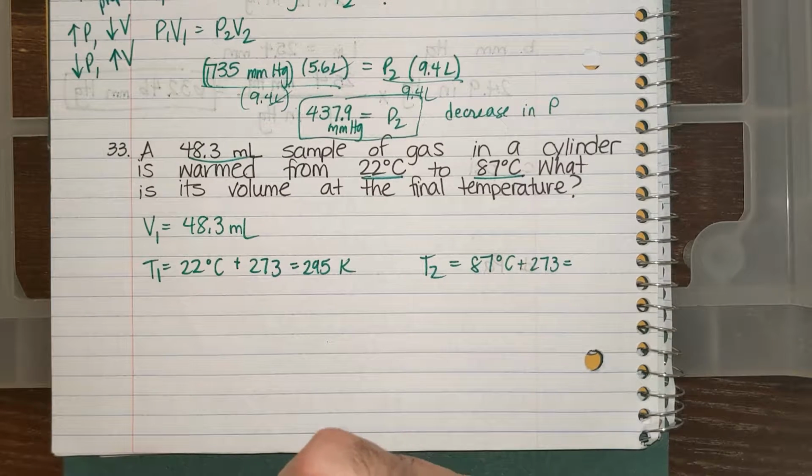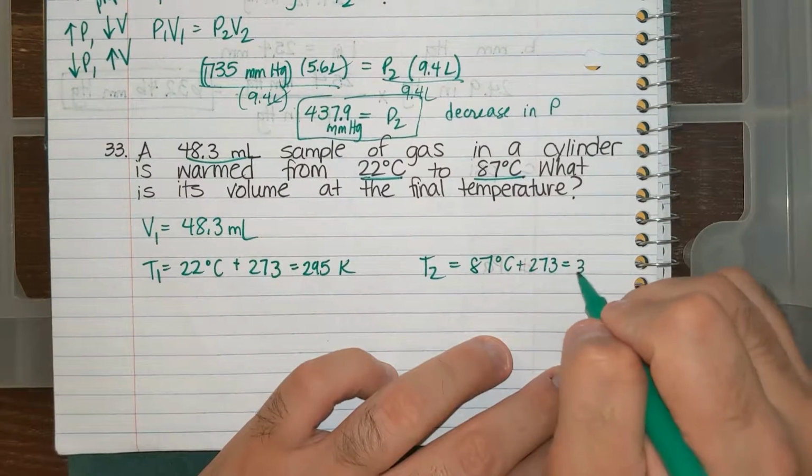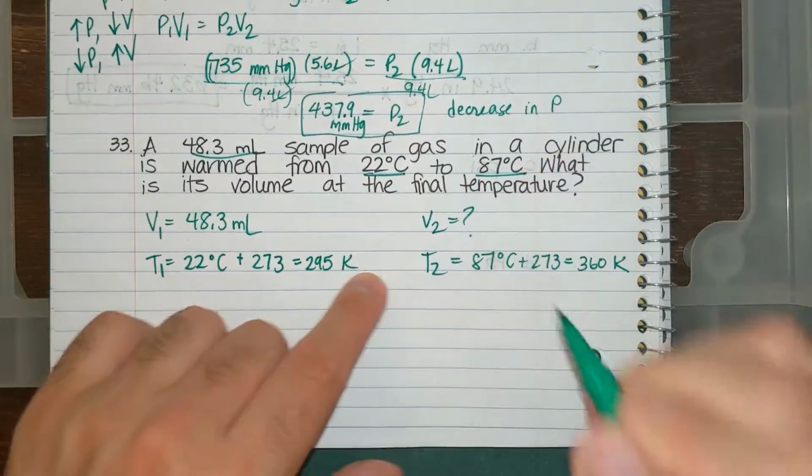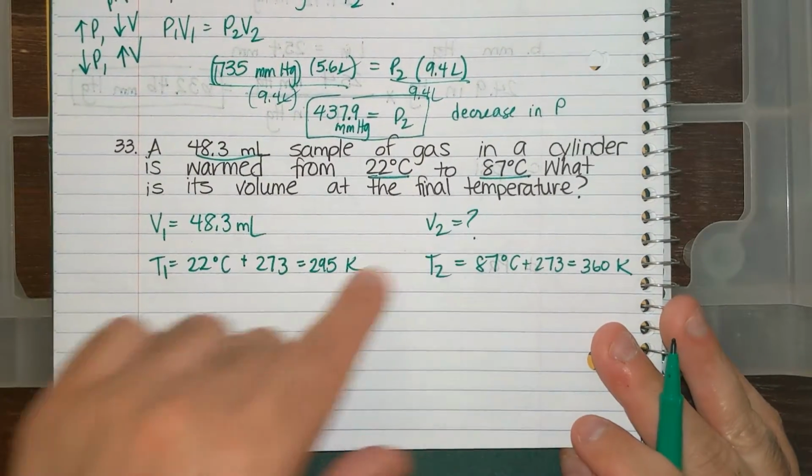So 87 plus 273. I get 360 Kelvin. And I don't know what my V2 is. It says, what is its final volume?